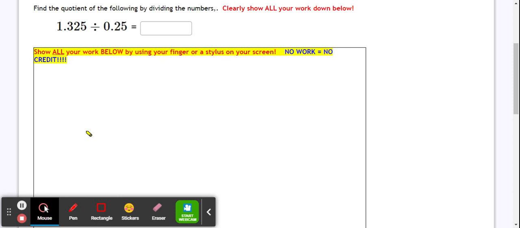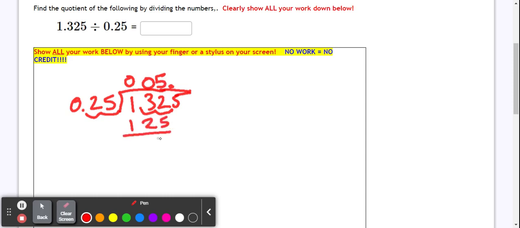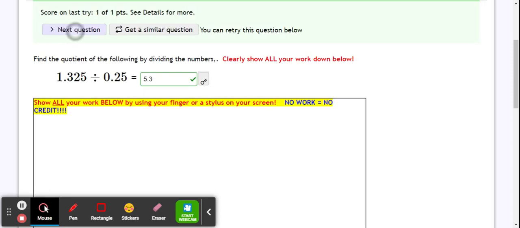Okay, so we have to divide this by 0.25. 0.25 going into 1.325. Move the decimal twice, and so the decimal is going to go right up here. Will 25 go into 1? No, not into 13, but into 132, yeah. I think that's 5 times, because 5 times 25 is 125. This ends up being 7 and 5. 25 goes into 75 3 times. So I think the answer is 5.3. I'll put 5.3 in here, and we're good.